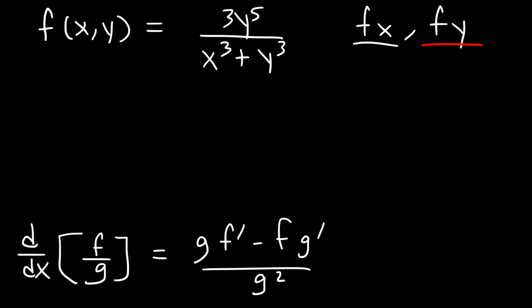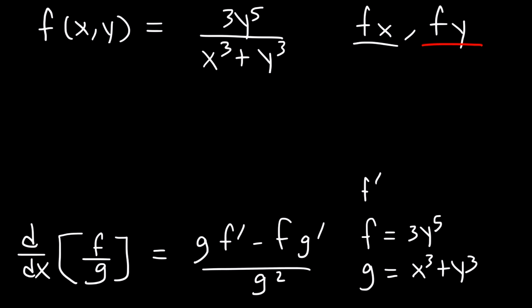Now let's find fy, the first derivative with respect to y. And we're going to have to use the quotient rule. So f is going to be the top function, 3y to the fifth. G is the bottom part, x cubed plus y cubed. Now f prime with respect to y, it's going to be 3 times 5y to the fourth, which is 15y to the fourth. G prime with respect to y is going to be 3y squared. The derivative of x cubed, which we're going to treat as a constant, is 0.